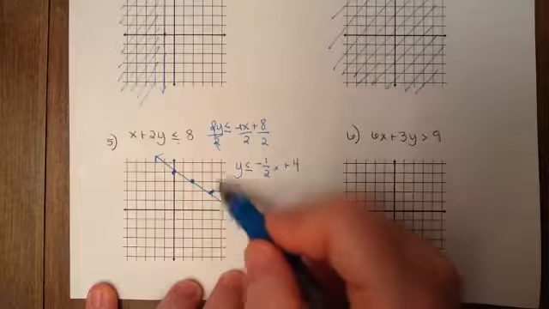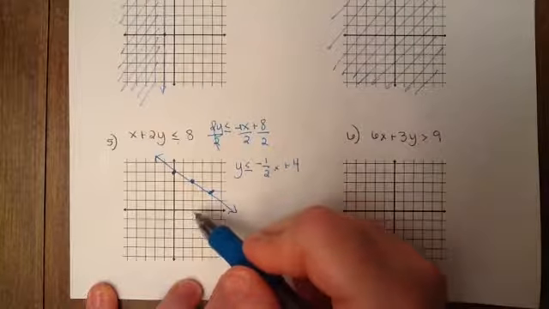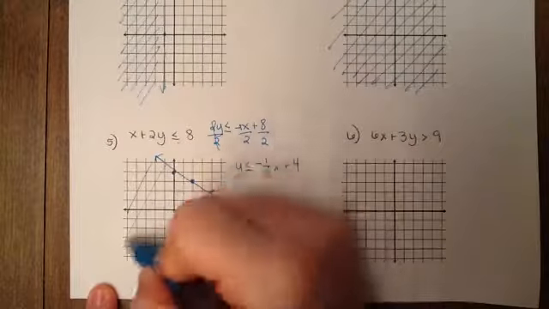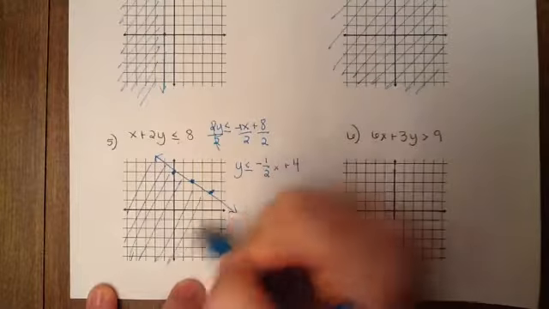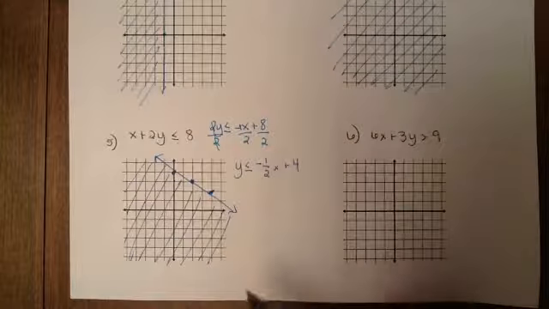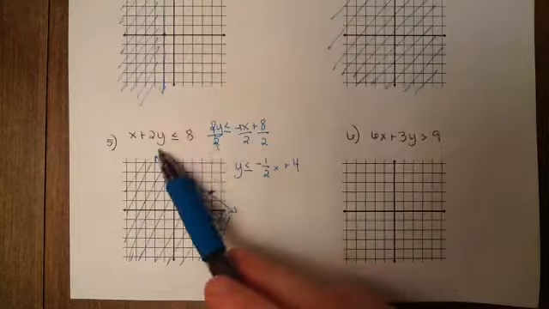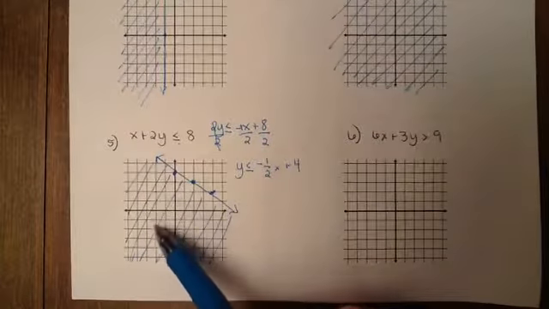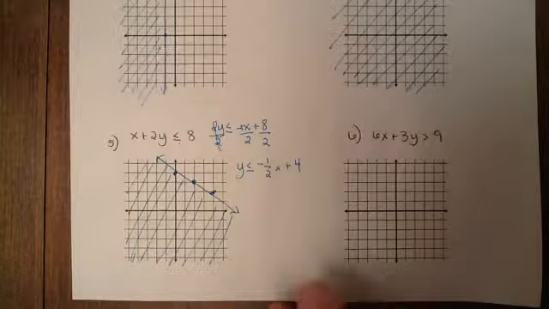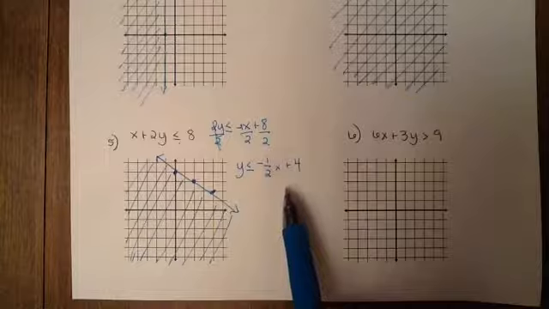And we shade above or below? Below. Why did you shade below? It was a less than or equal to. So less than, we shade below. Everything below or on that line, since it's a solid line, will work for the inequality. If you were to plug them in, any value of x and y down here would work for that inequality. You must make sure, though, that you have it in slope-intercept form before you can graph.